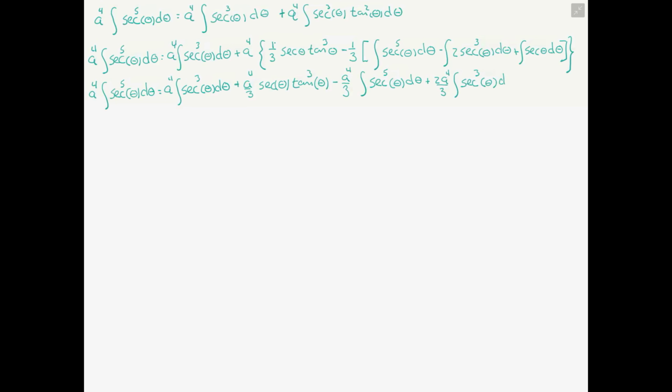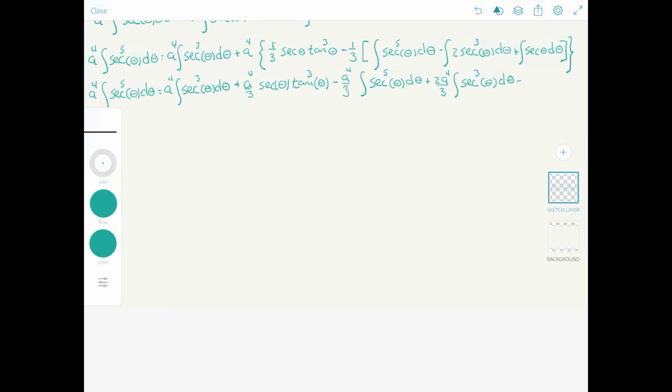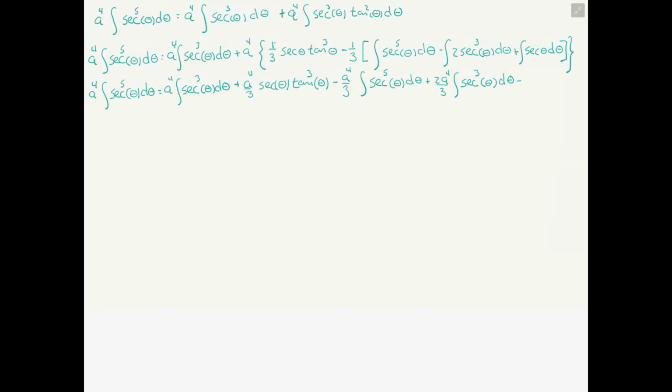You can see now we have terms that we can combine. We have a secant to the fifth and we have a secant to the third that can be combined. So it will consolidate in the end. And 3 integral of secant theta d theta.